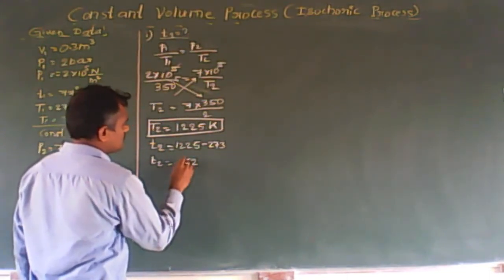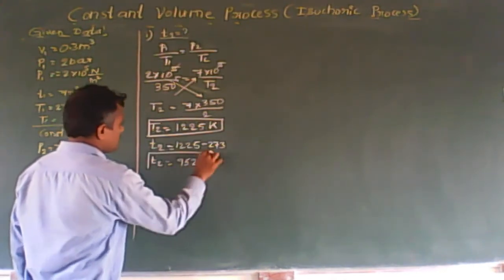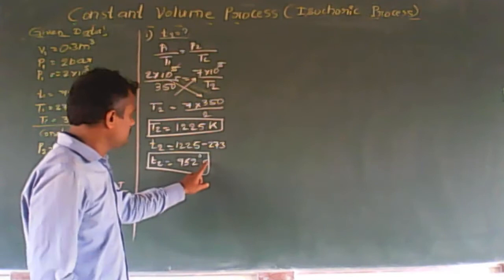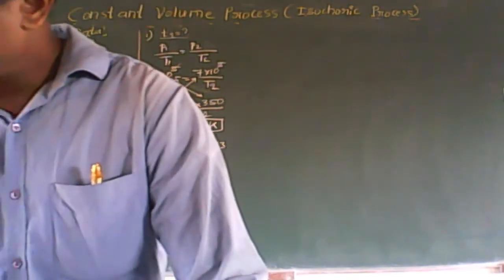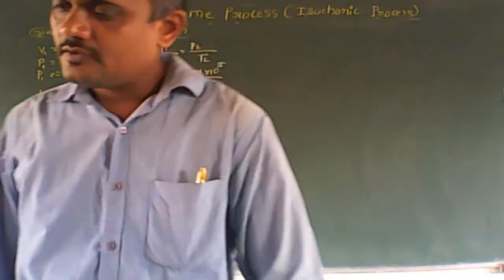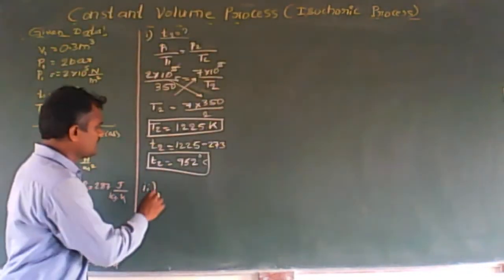952 degree Celsius. Is it correct? Yes, 952 degree Celsius. First we have got this value, and afterwards we have to concentrate on the second.